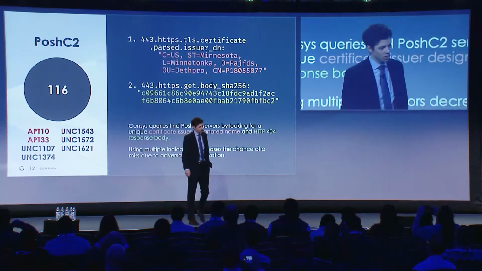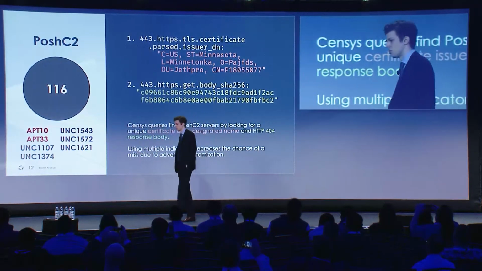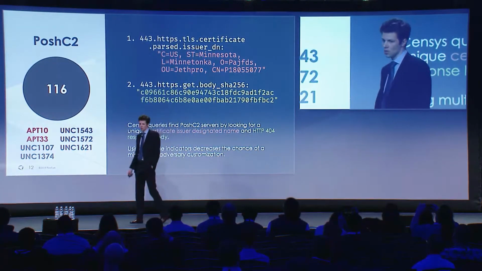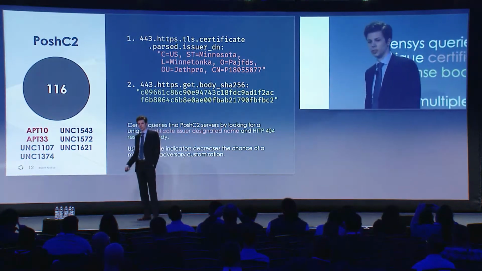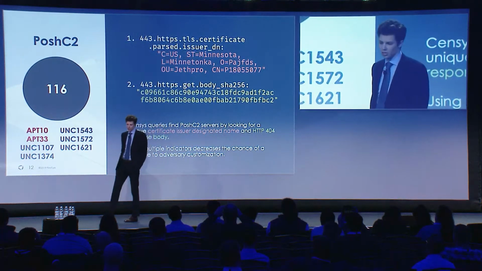POSH-C2. Here's one that we've seen used by groups like APT33. We've got a couple different queries here for POSH-C2. These are both Censys queries, actually. The first one looks for SSL metadata, and the second one looks for a very specific response body by the SHA-256 hash, as you can see there.